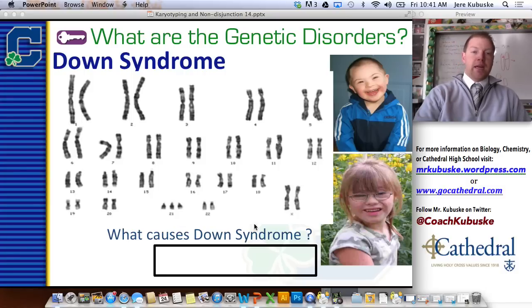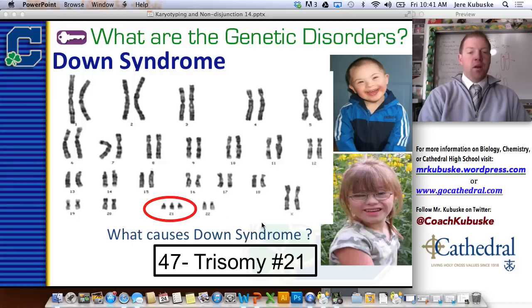So if I look through the karyotype, I kind of go through it. I've got a pair. I'm good. All these are paired up. Everything's good so far. And then I get right here to number 21, and boom, I have 3 instead of 2. So this is the problem. I have 47 chromosomes, which means I have a trisomy at number 21. Okay, so this is the important part. I want you to know what causes Down syndrome.